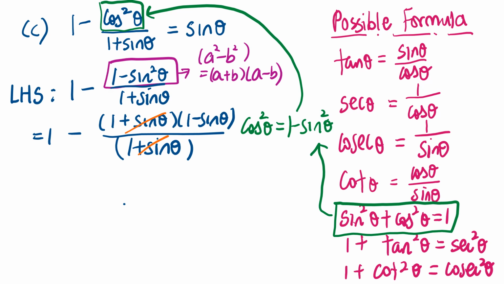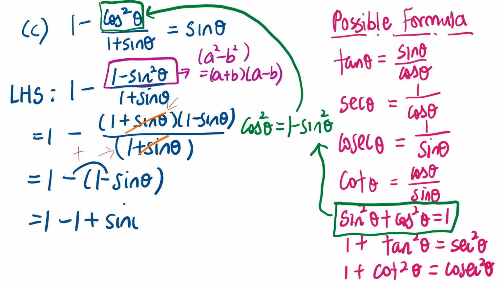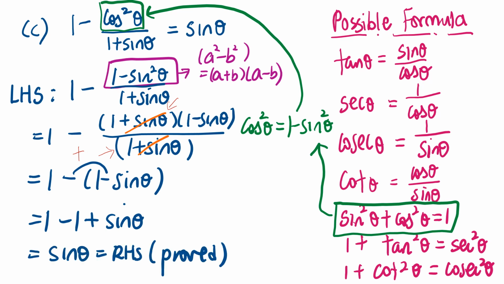Then the 1 plus sin theta here with the 1 plus sin theta at the denominator will give you 1. Then you simplify further, and this is what you get. Beware of this: negative times negative will give you a positive. And this is how you end up with sine theta, which equals the right hand side, so we have managed to prove the identity.